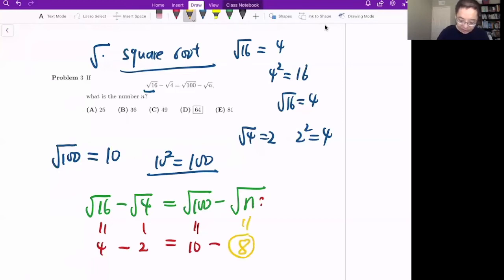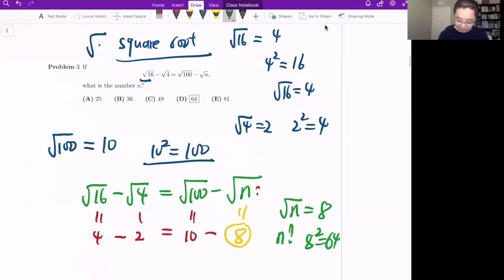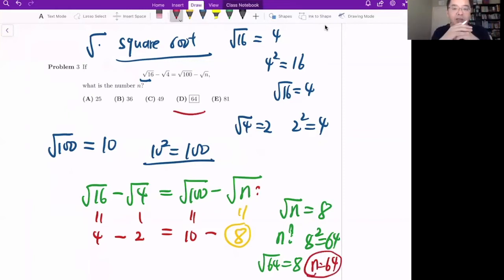So the question is, if the square root of n equals 8, what is n? We know 8 squared equals 64. So the square root of 64 equals 8, and n equals 64. As I said, the key point is we need to remember the definition of the square root. That's the reverse of the square.